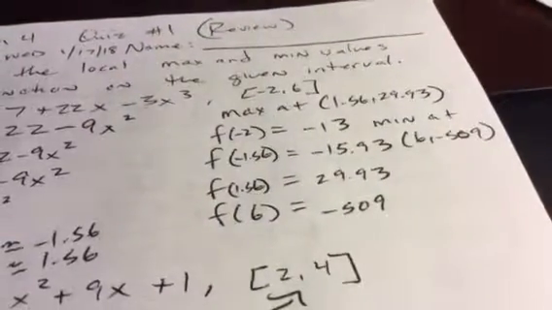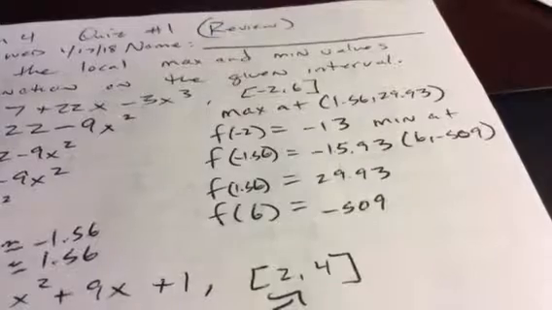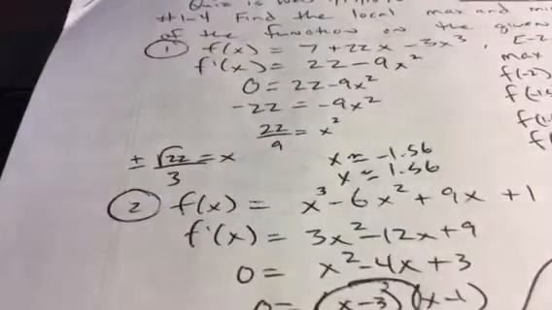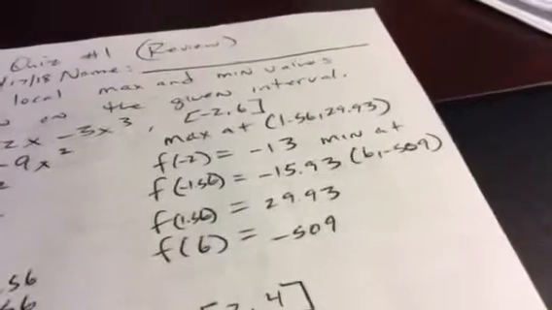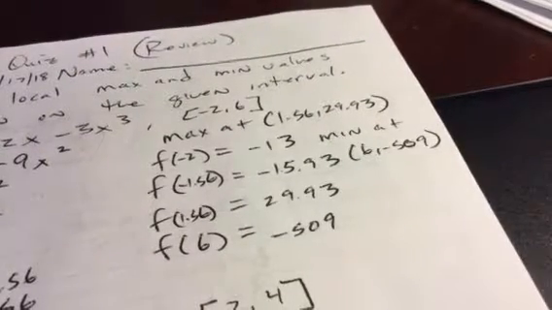You always plug it into the original to figure out mins and maxes. So plug -2 in for x, you get -13. Plug about -1.56 in, that's what you get. Plug positive 1.56 in, plug 6 in. So notice -509 is definitely the lowest value, and 29.93 is the highest value. So those represent your mins and your maxes, which I wrote there.